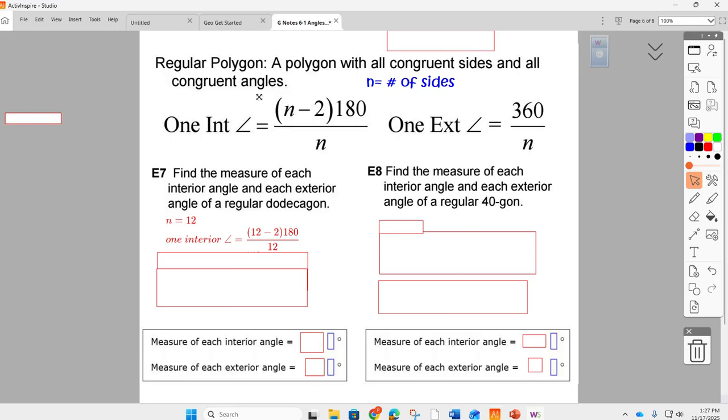Your calculator will do this just like that, but you do have to put a multiplication sign in here and a division sign for the fraction bar. When you do that on your calculator, you should find that for a 12-sided regular polygon, all of the interior angles will be 150 degrees. Now, exterior angles will all be 360 divided by what? What's n? We wrote n right here. N is always the number of sides.